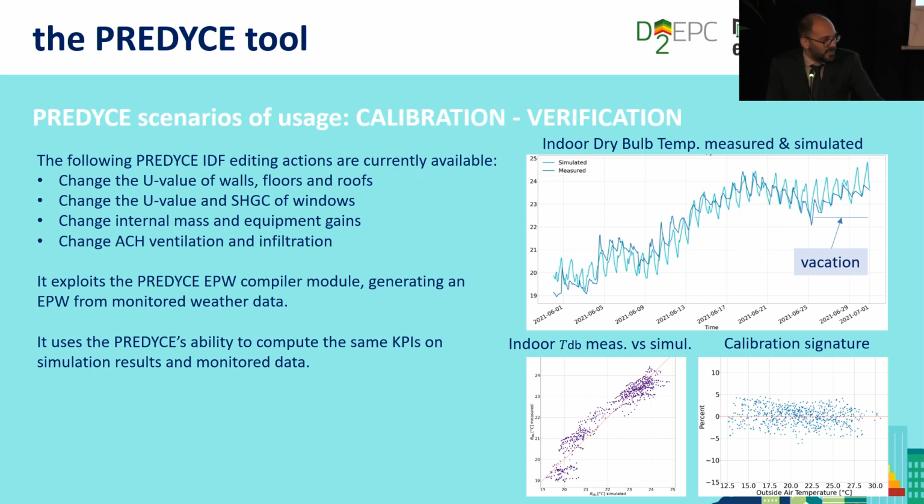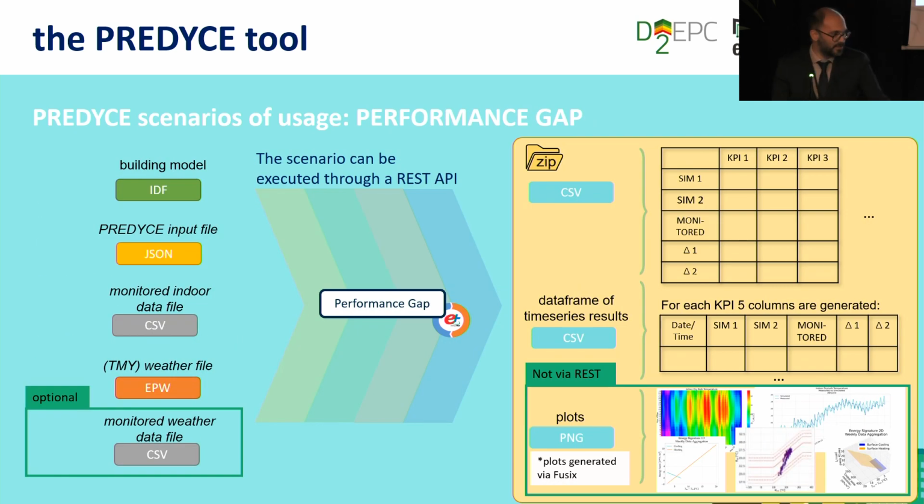That clearly exploits a PV compiler model and other possibilities to integrate the monitored data. The approach follows calibration signature and uses the ASHRAE standard for model calibration at the end.